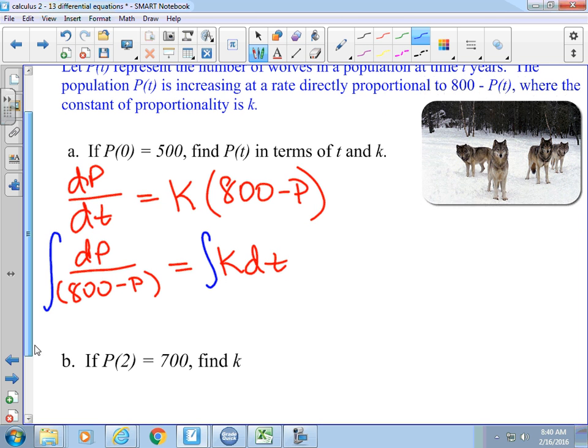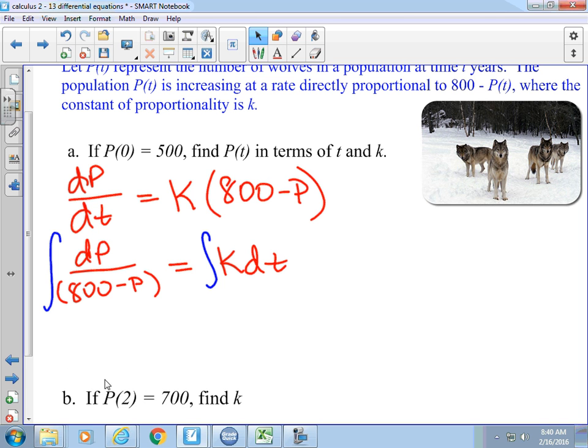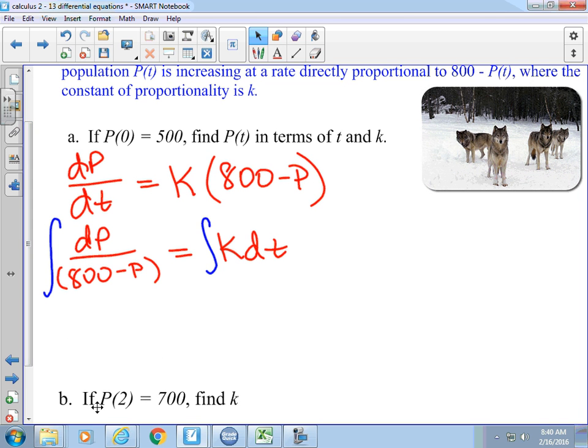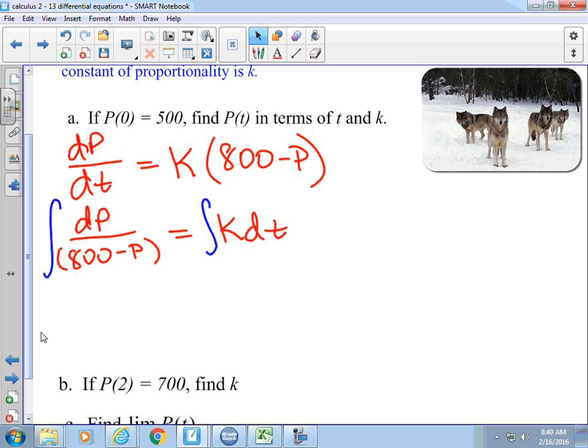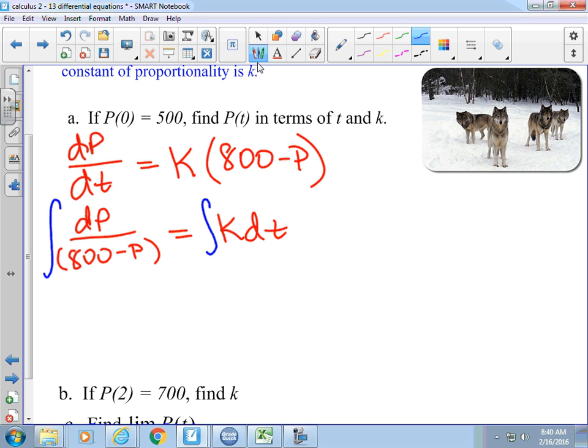A lot of people can do it in their head. But when you see something that looks like that, what should you try if you don't just know the answer? U substitution, right? Everyone agree that that's a U substitution? I have a denominator that's not just p. If it were just a p, I could just do natural log. Since it's not just p, I better do a U substitution. So I'm going to let u equal 800 minus p. du equal negative dp?